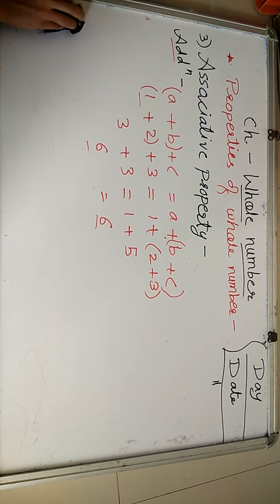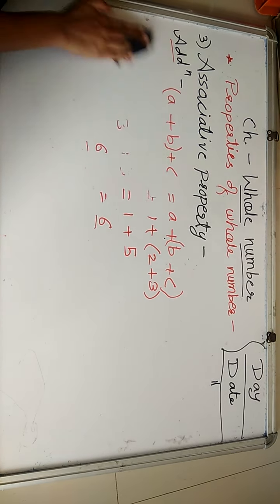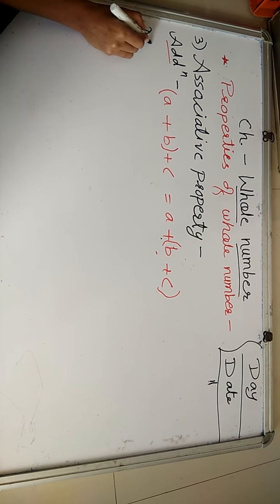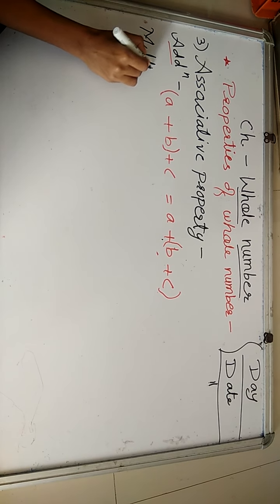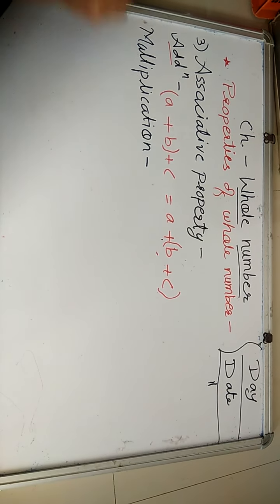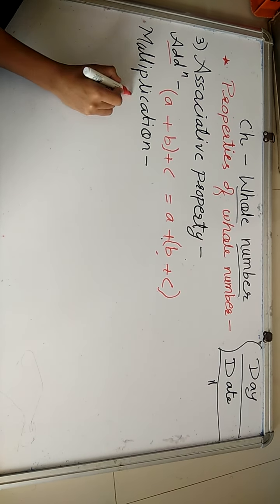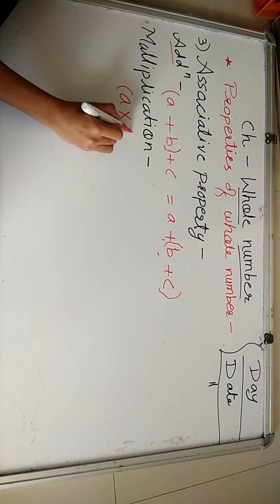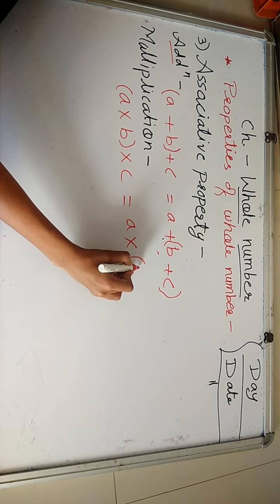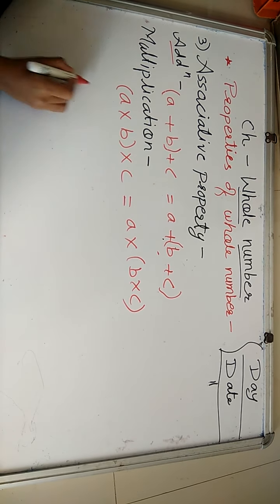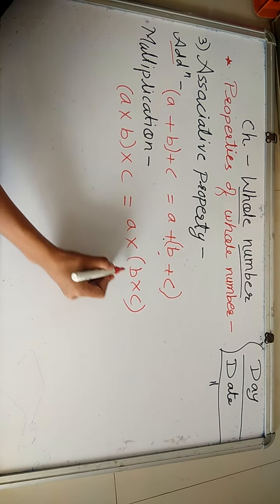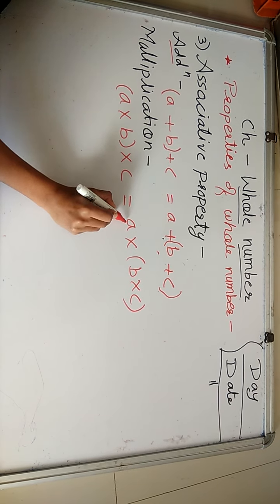Now, associative property for multiplication. If you multiply three whole numbers, their answer remains the same, whether you multiply the first two numbers and then multiply with the third, or multiply the last two numbers and then multiply with the first.